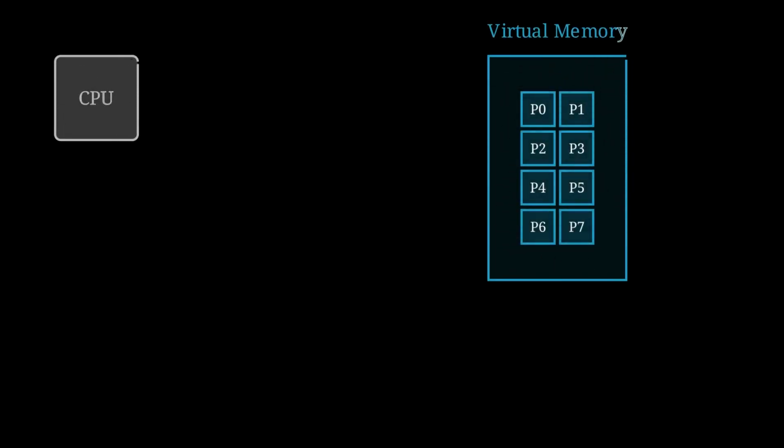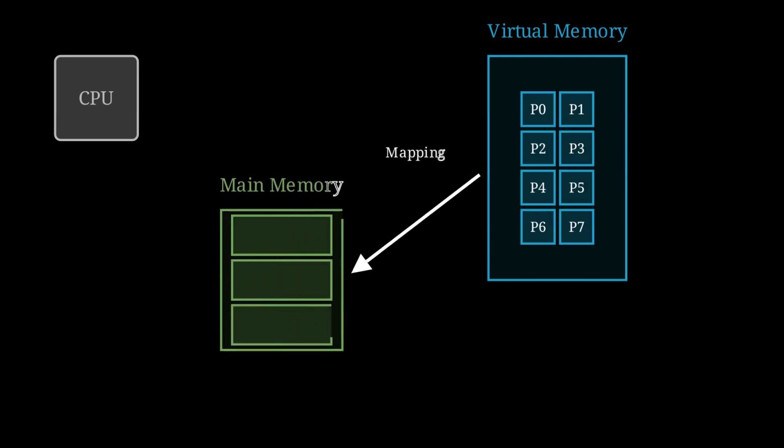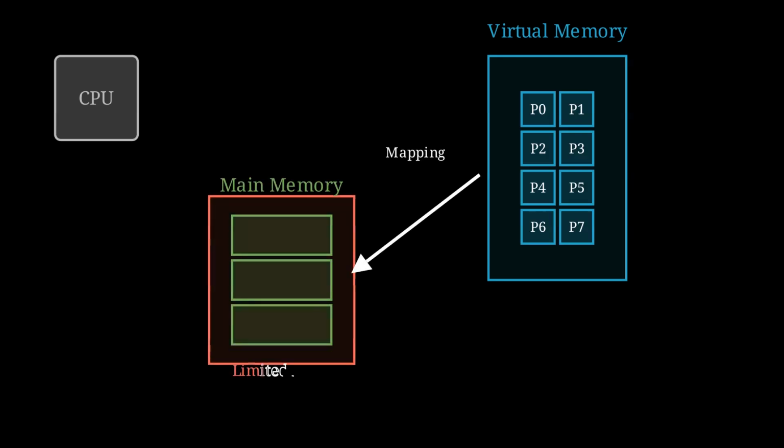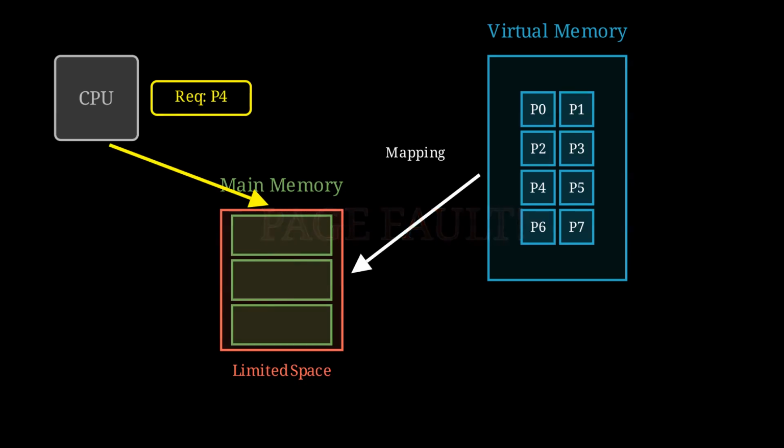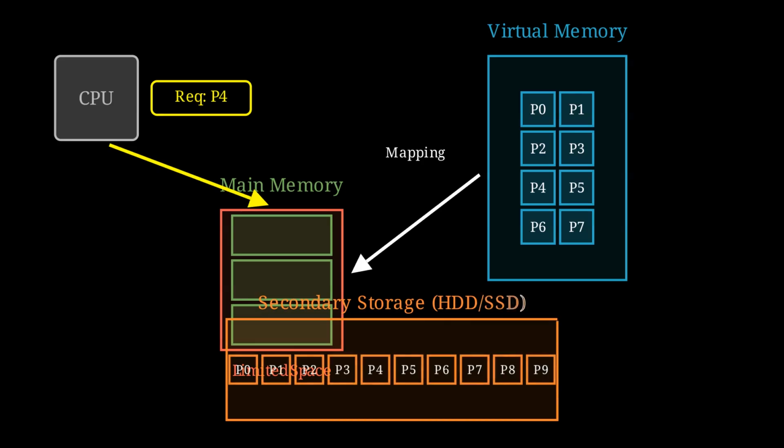Our computers use virtual memory to run many programs efficiently. This system maps logical addresses to physical memory. Main memory, however, has limited space. When a program tries to access data not currently in main memory, a page fault occurs. The operating system must then retrieve the required page from slower secondary storage.